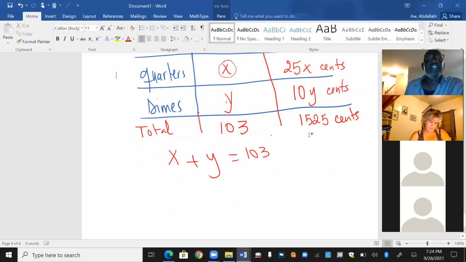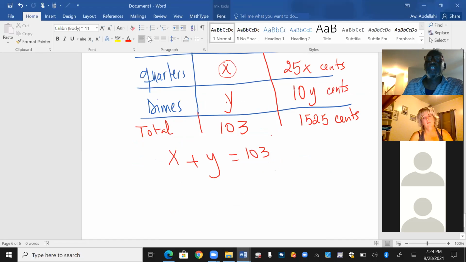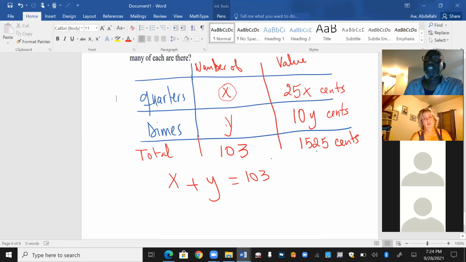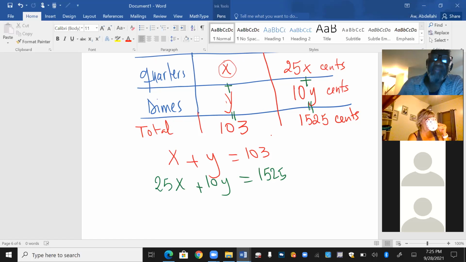So what is the second equation we have? If you look at the second column and combine the value, what is the total value? 1525. That must be the sum of what? When we add up 25X plus 10Y, it equals 1525. So when we add these two, it must be equal to this, right? Now I got my system.